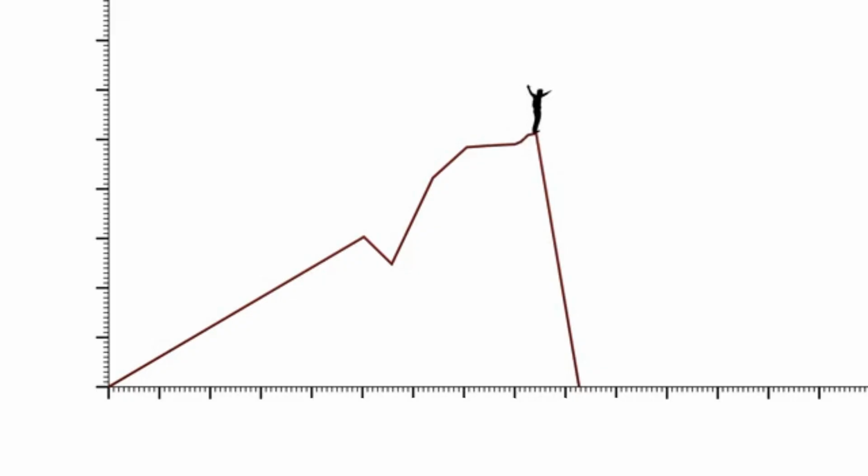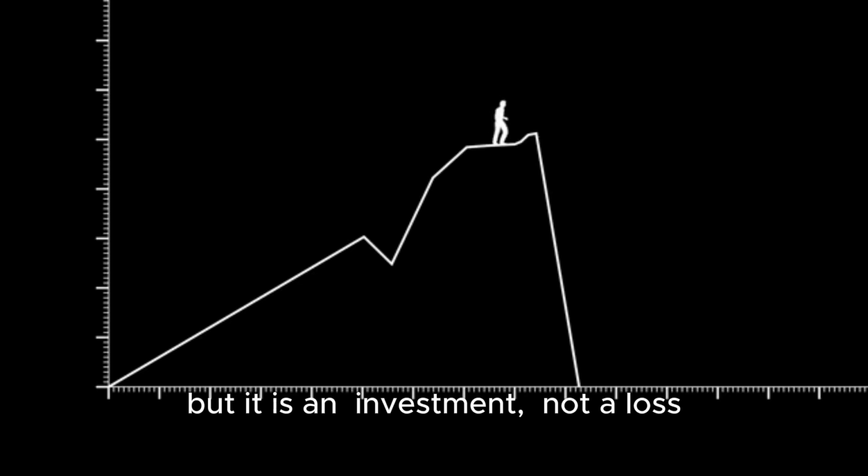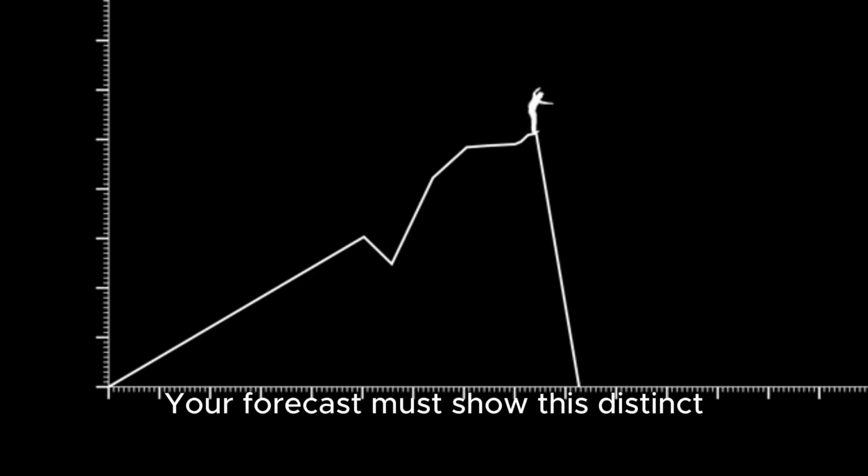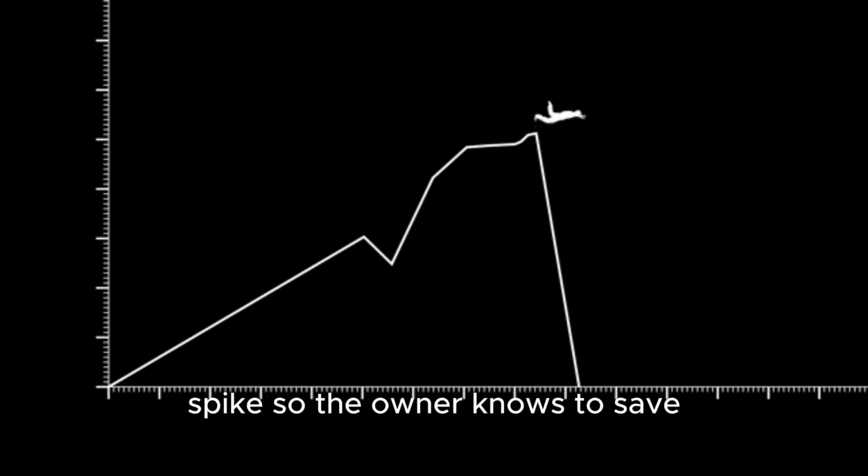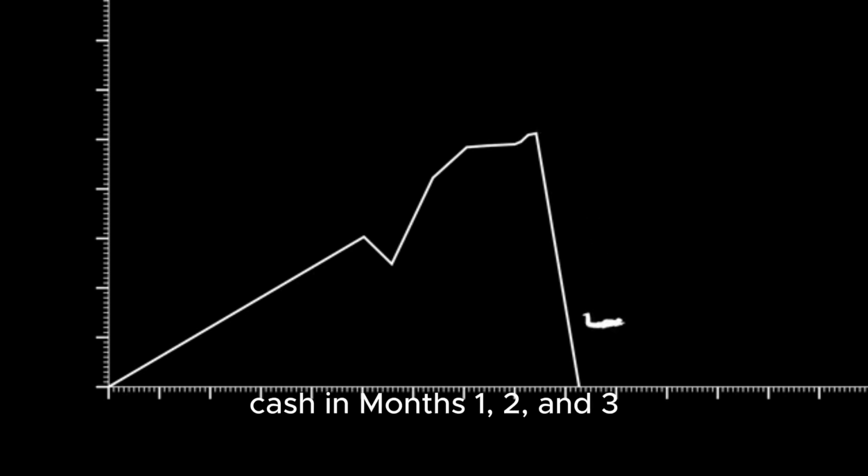Here, the month 4 investment represents a significant outflow, which will likely make the net cash flow negative for that month, but it is an investment, not a loss. Your forecast must show this distinct spike so the owner knows to save cash in months 1, 2, and 3.